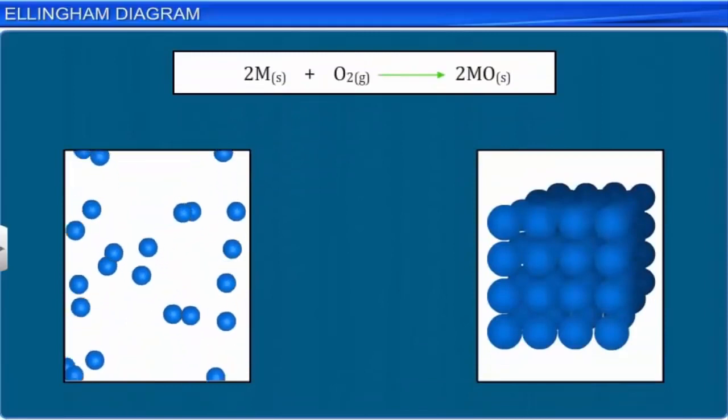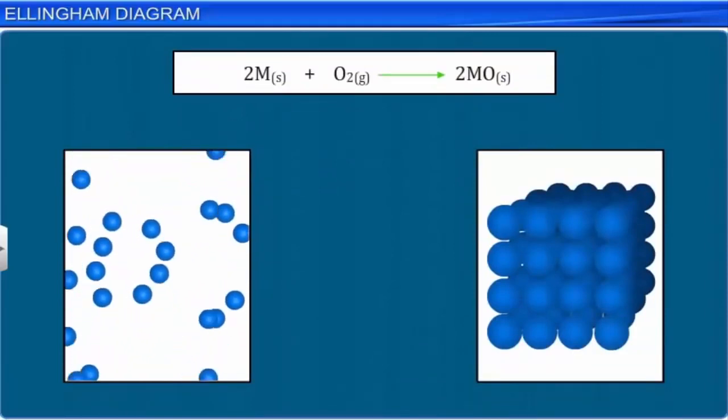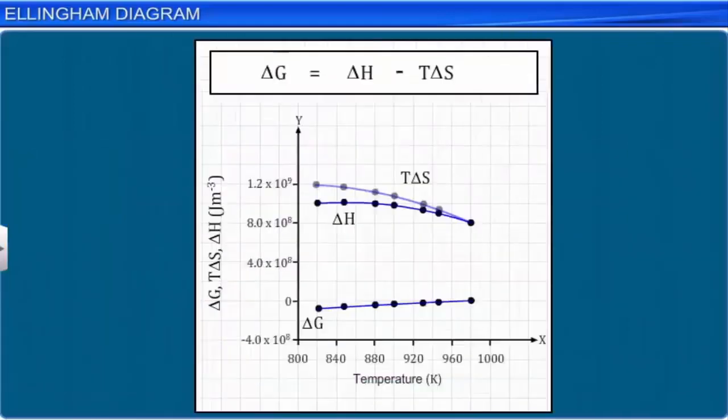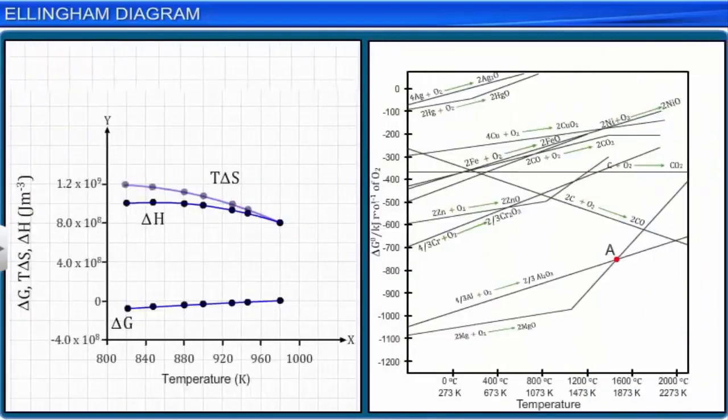In this reaction, the entropy or randomness decreases from left to right due to the consumption of gases. Hence, delta S becomes negative. Thus, if the temperature is raised, then T delta S becomes more negative. Since T delta S is subtracted in the equation, delta G becomes less negative. Thus, the free energy change increases with an increase in temperature, and hence, the plots show a positive slope.